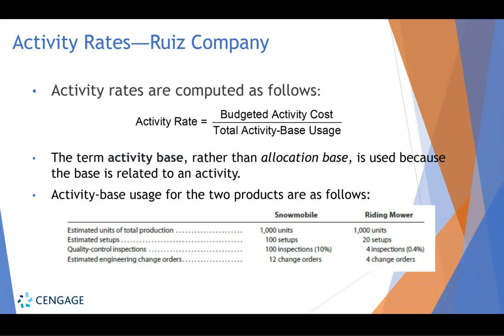Activity base usage is shown here, where with snowmobiles there are 1,000 units, as there are with riding lawnmowers. We estimate 100 setups for the snowmobiles, 100 inspections and 12 change orders, whereas with the riding lawnmower, there are going to be 20 setups estimated, 4 quality control inspections, and 4 change orders. So you can see in this scenario, they really break it down much more specifically, in more detail, and as a result are going to have more accurate numbers. But it's at a cost also.